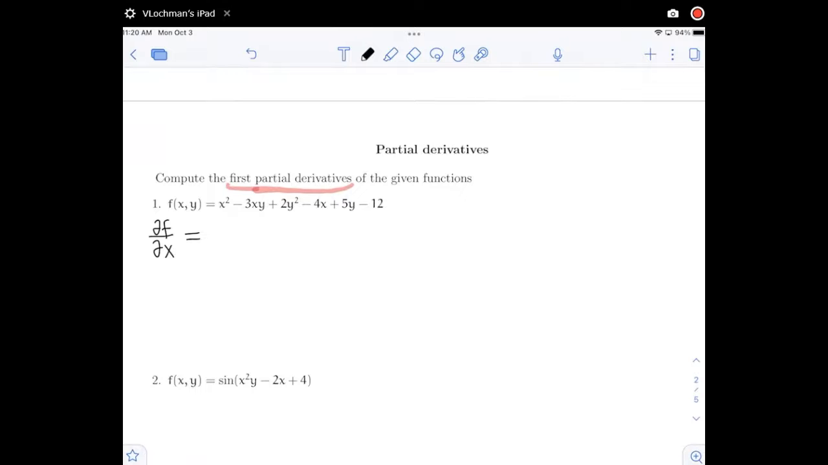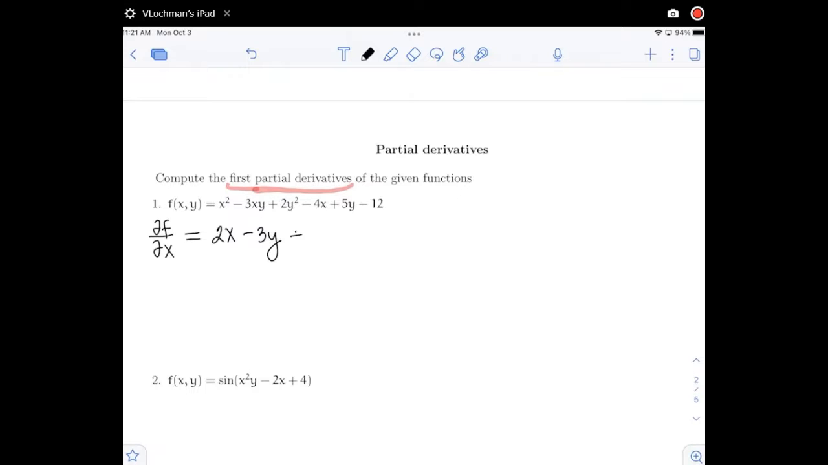Let's see. Everything that has y, I'm going to pretend it's a number. So I'm going to differentiate this function with respect to x. What does that mean? So this is 2x, right? Now, y is a number. So you can think about 3y as a number. The derivative of negative 3y times x with respect to x is just 3y. Now, 2y squared, that's a number, right? y is constant.